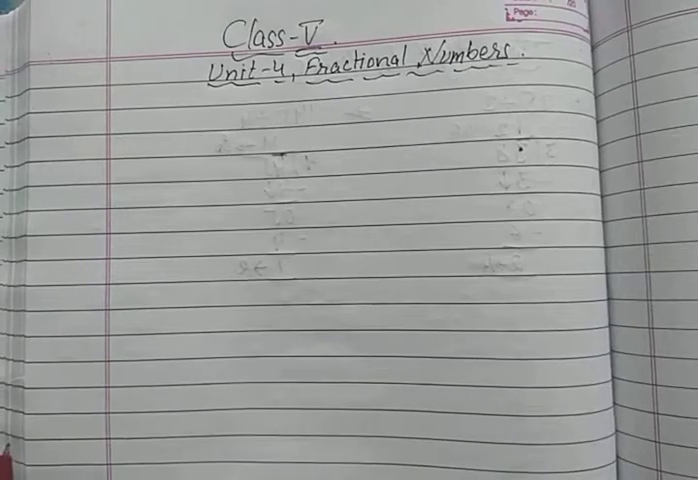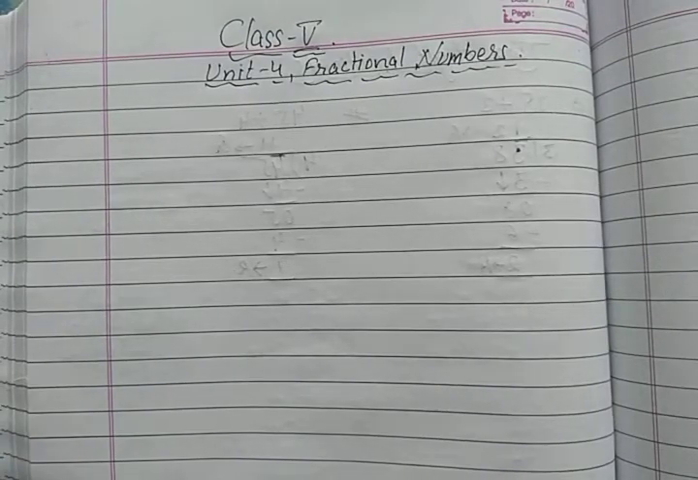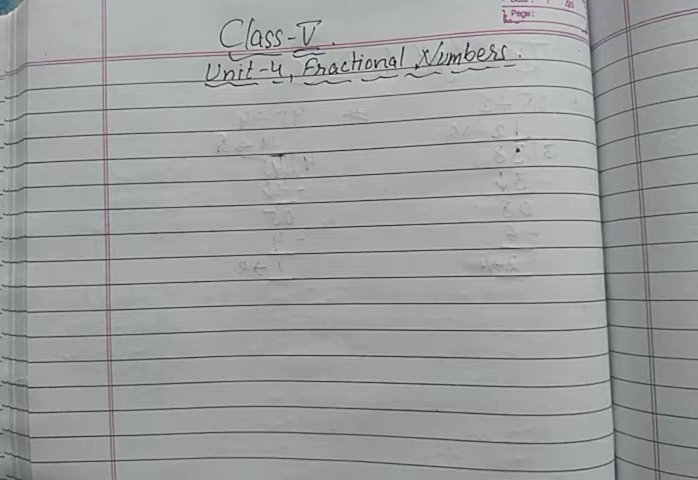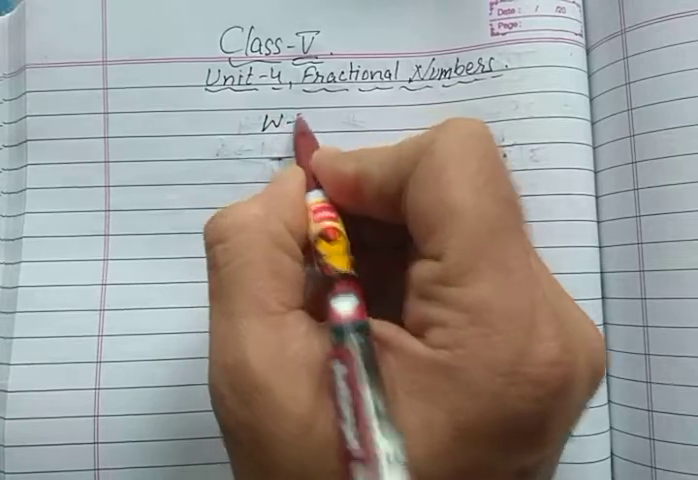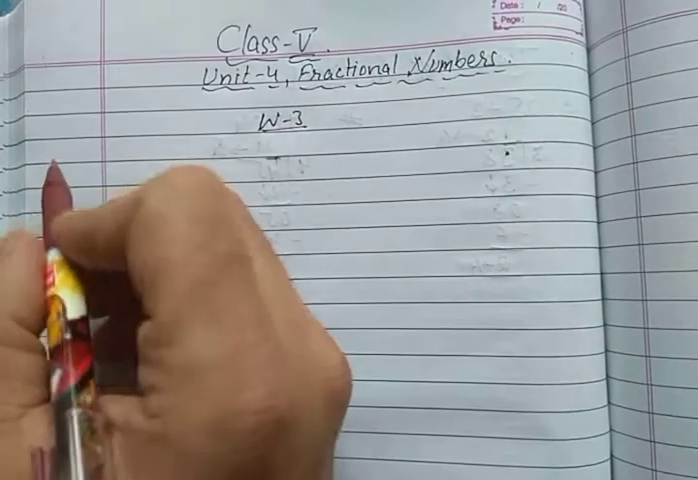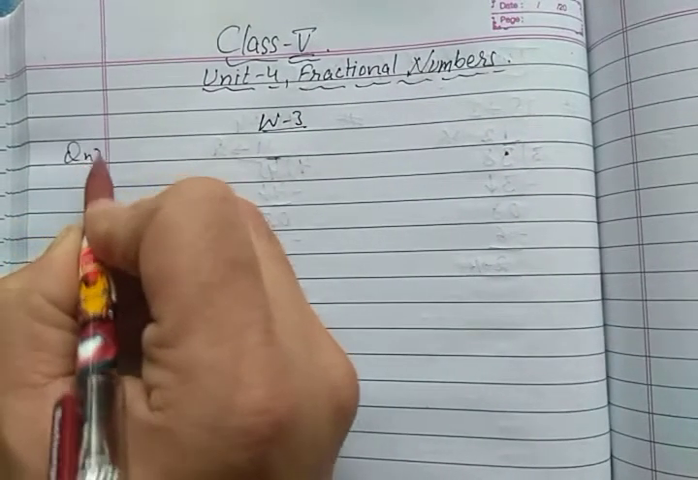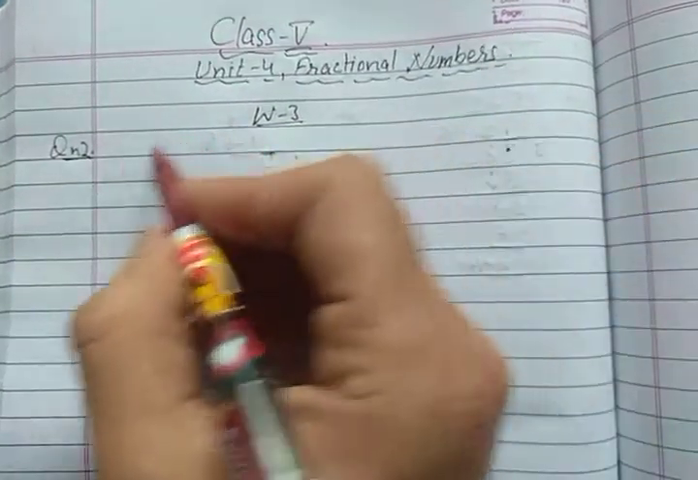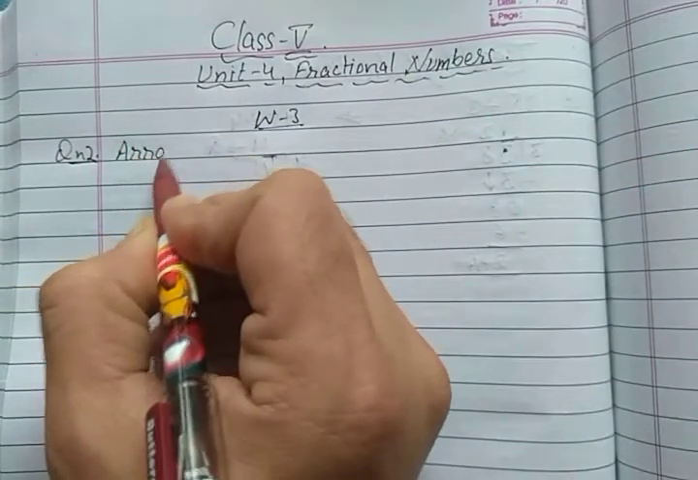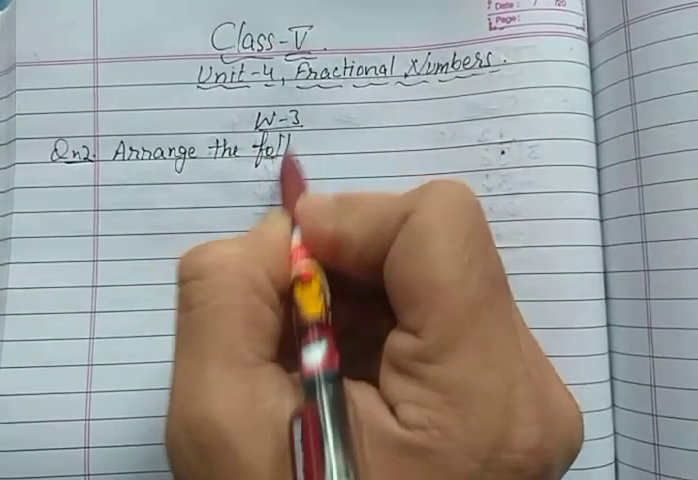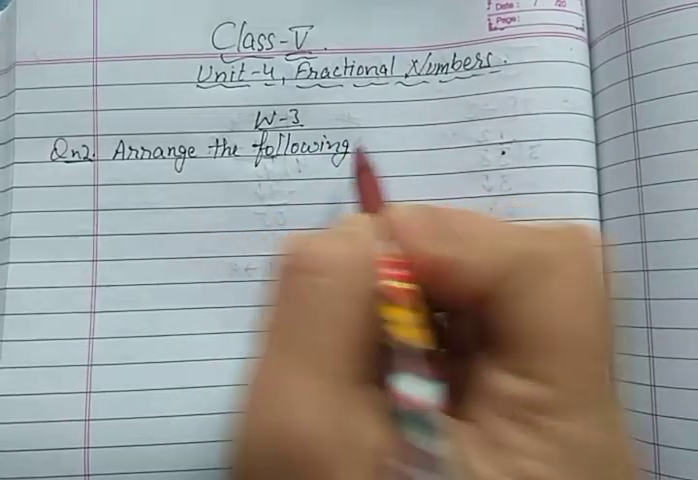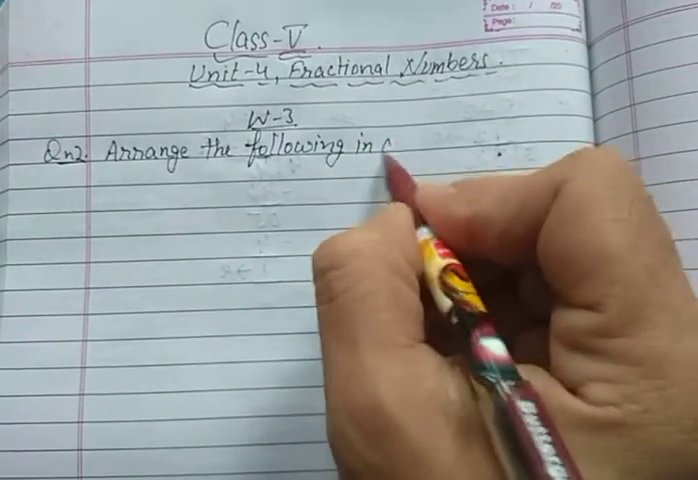Hello students, we have learned how to compare the fractional numbers, and in the previous video we have learned how to arrange the fractional numbers in ascending order. So we are doing worksheet number 3, and today we will do question number 2, that is, arrange the following in descending order.